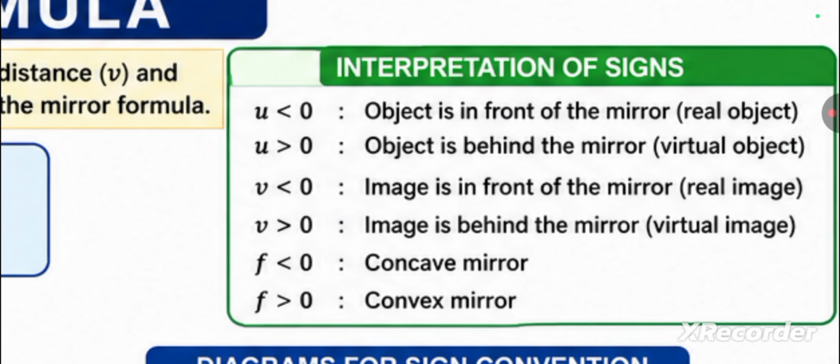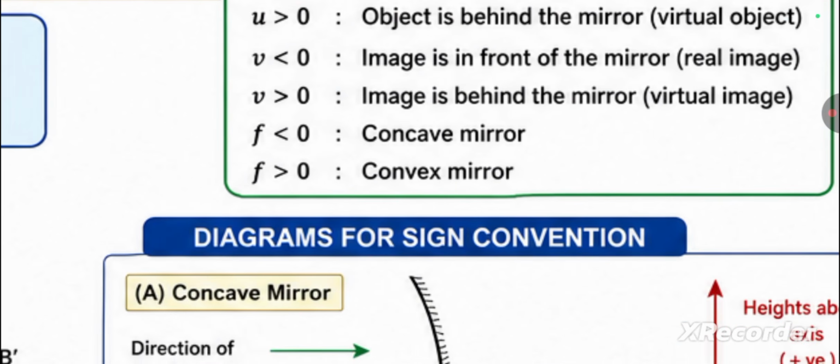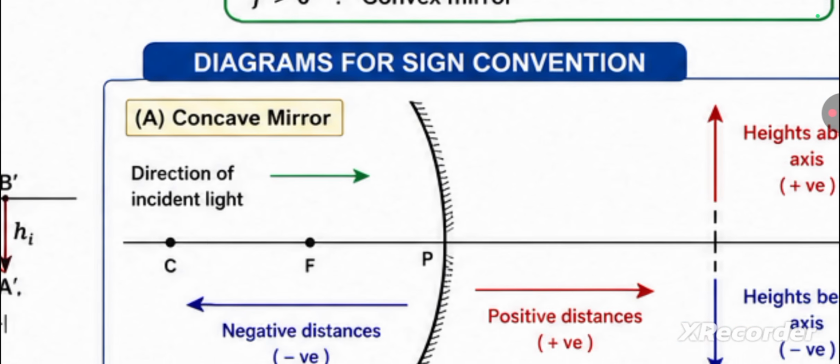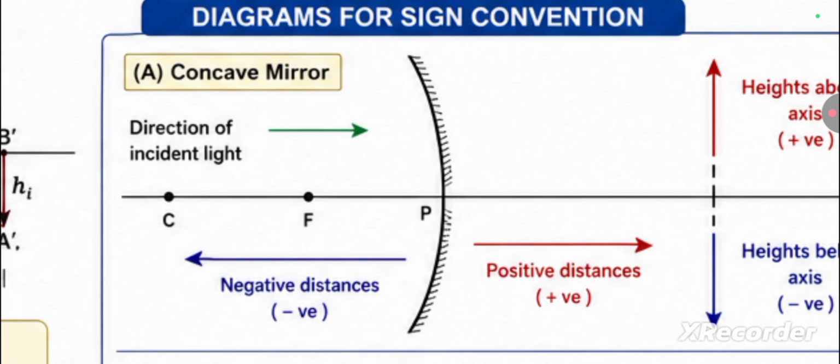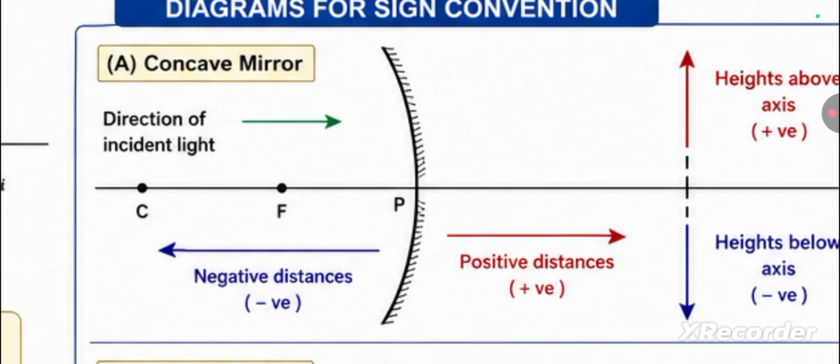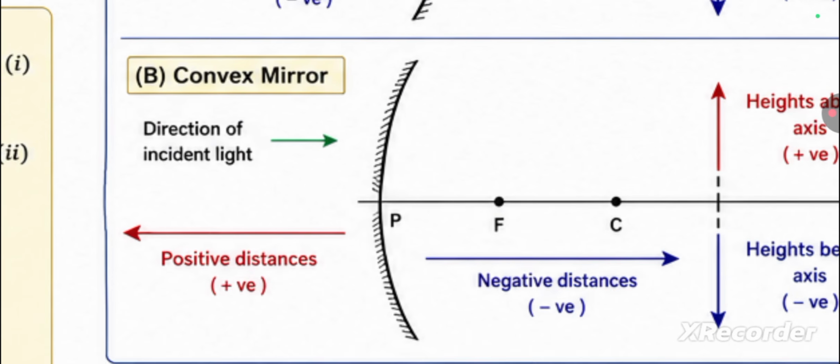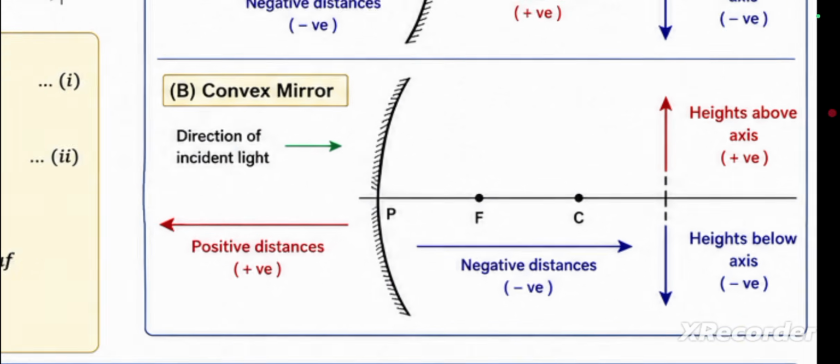v greater than 0: the image is behind the mirror, that is a virtual image. Suppose f is less than 0, that is a concave mirror. If f is greater than 0, we have a convex mirror. Okay, so the diagrams for sign conventions, convex mirror, we already showed in the earlier session.